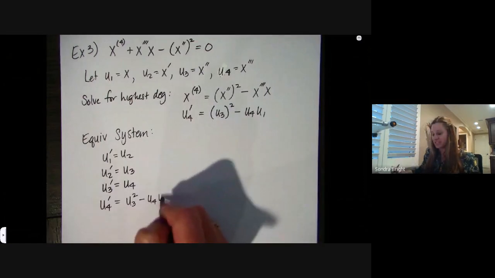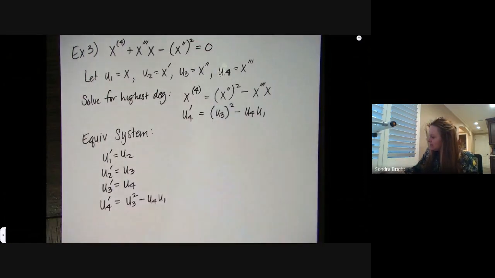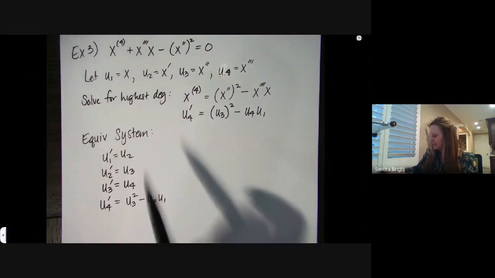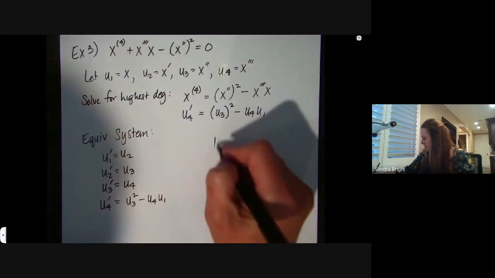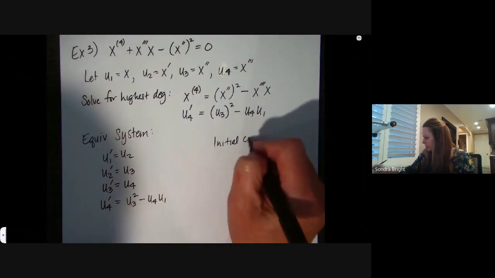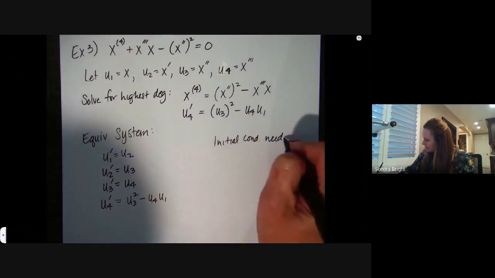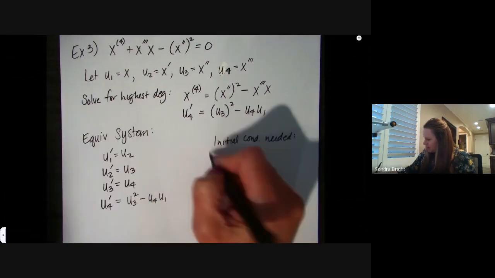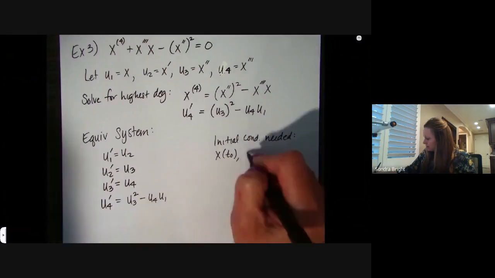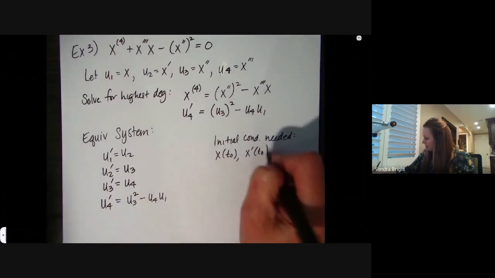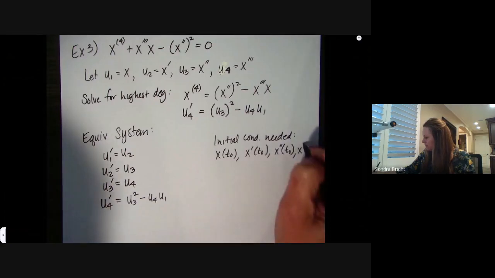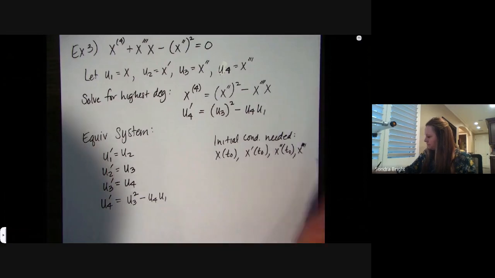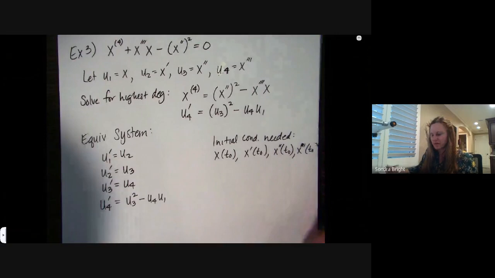What are the initial conditions you need? You need initial conditions for all of these guys. So the initial conditions needed to find a particular solution would be x of t naught, x prime at t naught, x double prime at t naught and x, the third derivative. That's 3 of them at t naught.